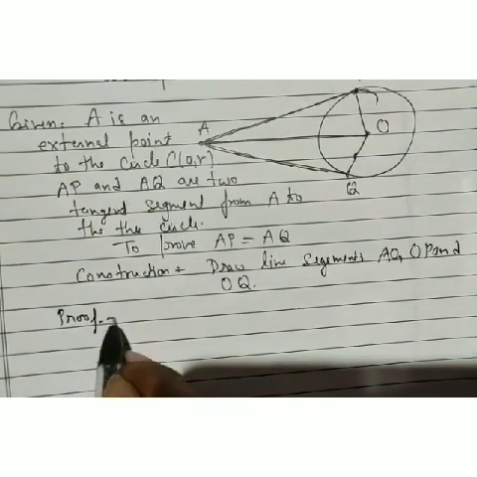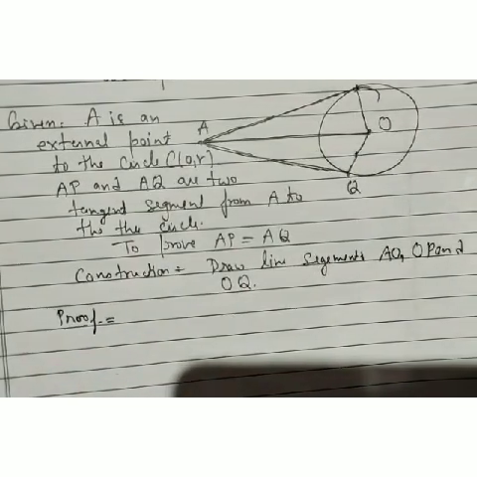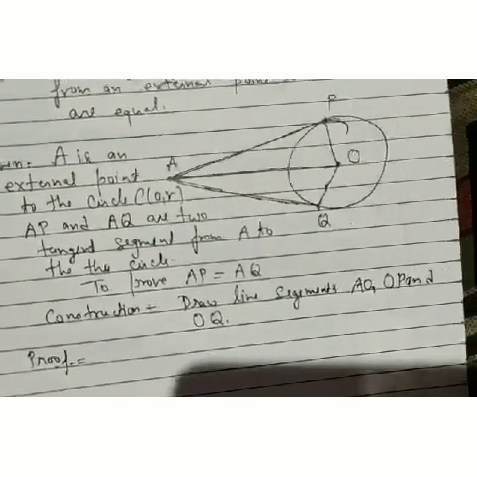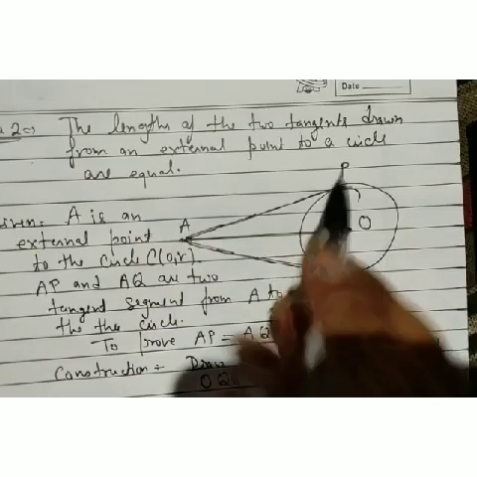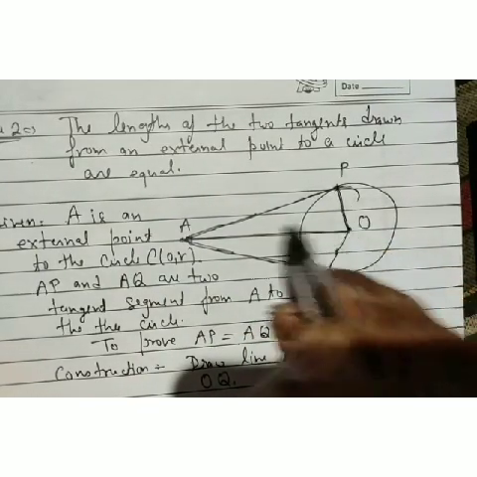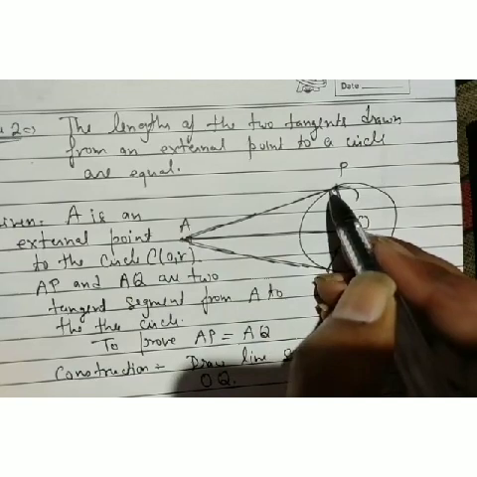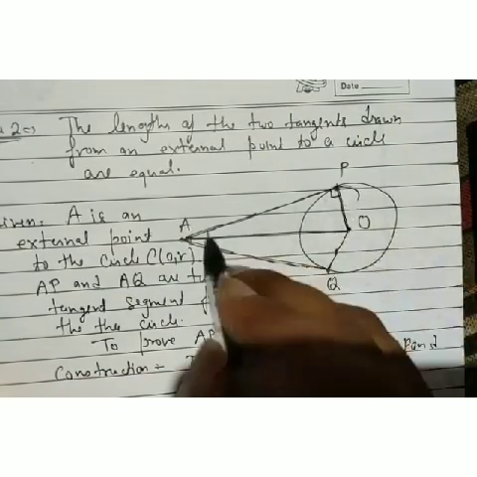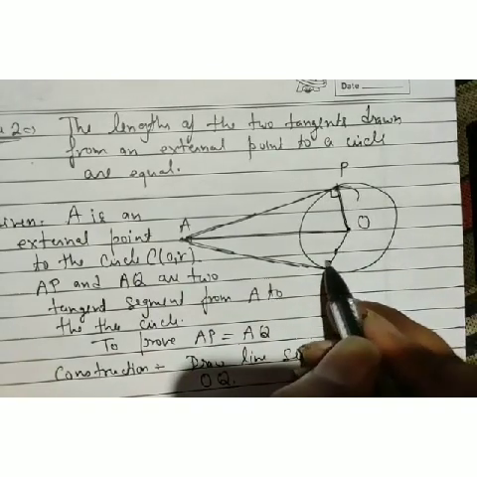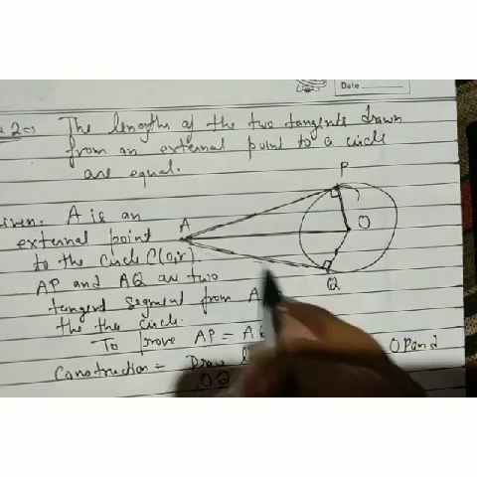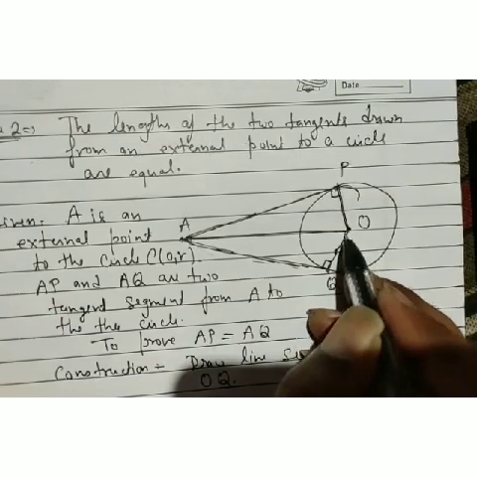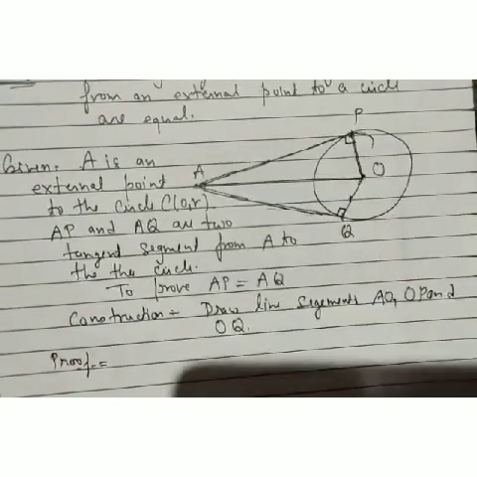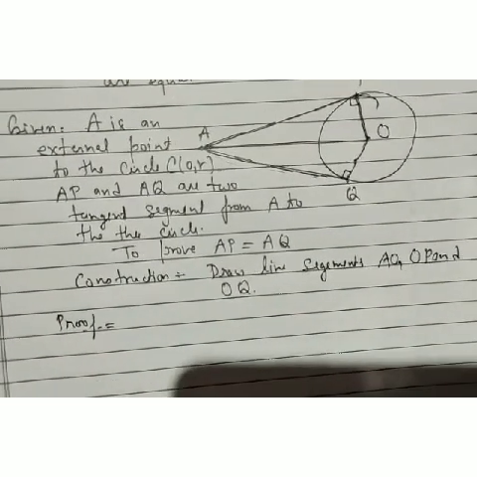In the proof part, what do we have? In our last theorem, we discussed that the radius is perpendicular to the tangent. So OP is the radius and AP is the tangent, then angle OPA is 90 degrees. Also OQ is the radius and AQ is the tangent, so angle OQA is 90 degrees, using our first theorem.